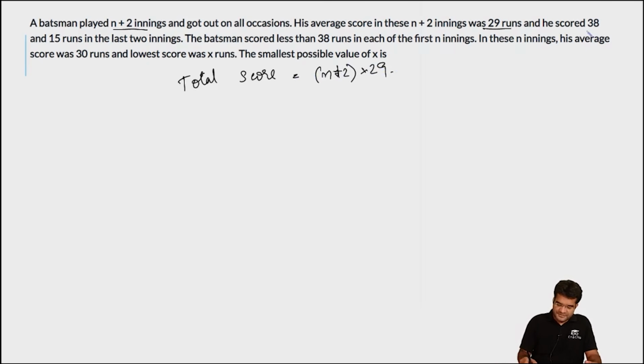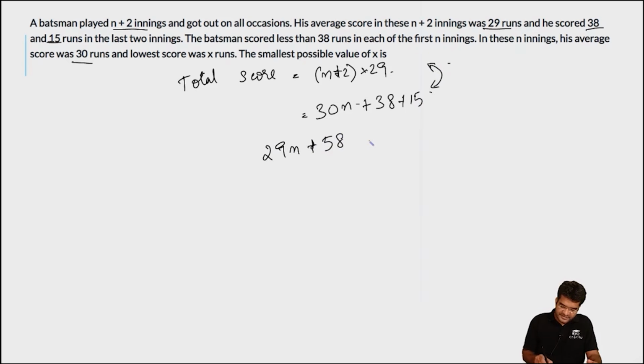What we are told is that in the last 2 innings he has scored 38 and 15, and in the n innings before that his average score was 30. So another way of looking at the total score is equal to 30n, which is his total score in the first n innings, plus 38 plus 15 in the last 2 innings. As the total score has to remain the same, these two numbers have to be equal. So this would imply that 29n plus 29 into 2 is 58 is equal to 30n plus 38 plus 15 is 53. Or the value of n is equal to 5.